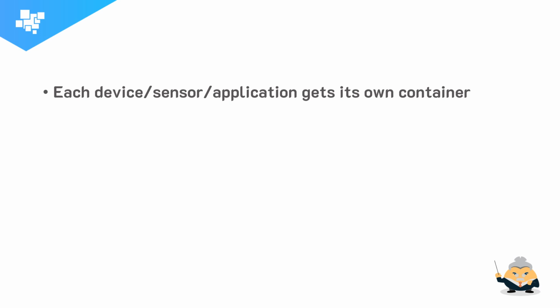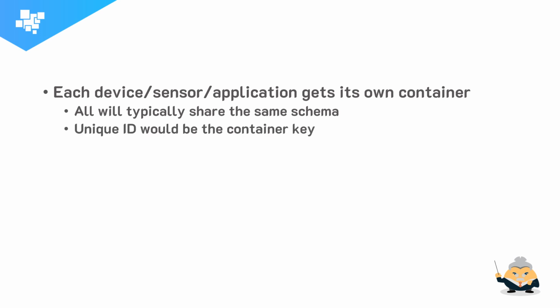So this means that, for example, if you have some sort of project where you have a bunch of different sensors all around a building emitting data, each of those containers will get its own time series or collection container. So with this, they will all typically share the same schema. So typically all the sensors will probably be emitting the same kind of data, just from different sensors scattered around different locations. And then the container key itself would be the unique ID.